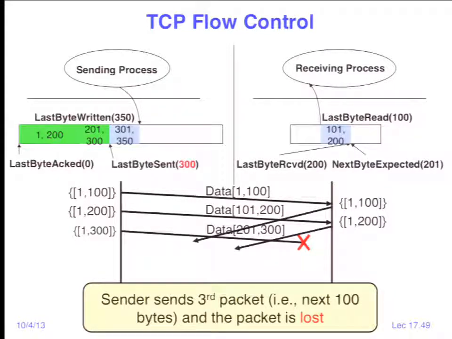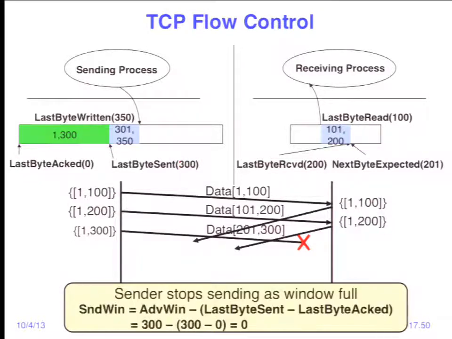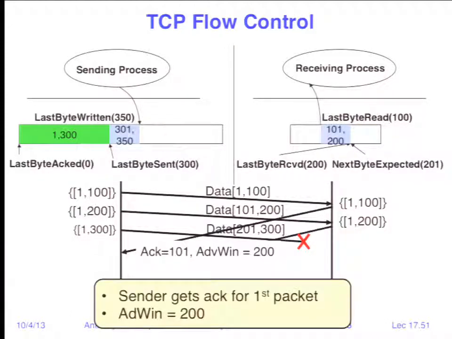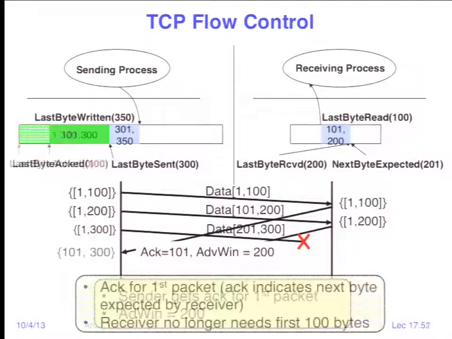Right, so what happens now? Our last byte sent goes to 300, and the sender stops sending. We've sent 300 bytes, and our advertised window minus last byte sent minus last byte acknowledged goes to 0. Right? So now we get the acknowledgement for 101. Right? So the advertised window is 200.